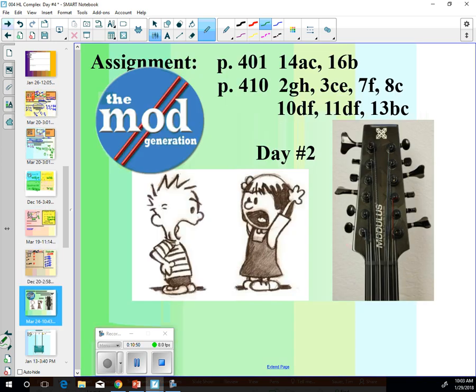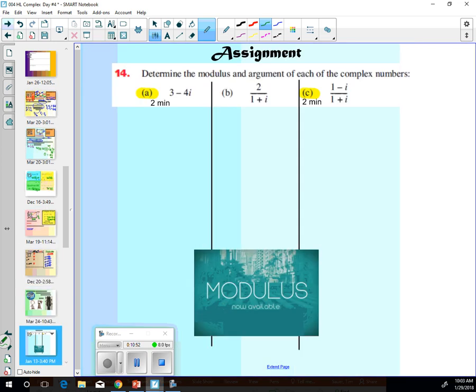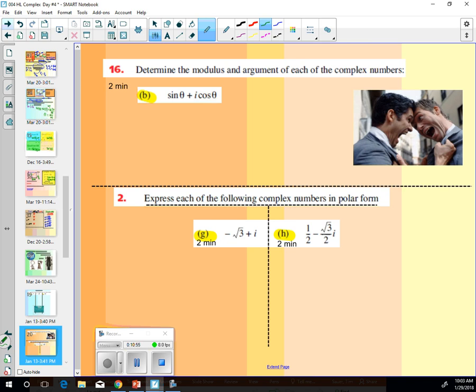Here's what I'd like you to do for tomorrow. Do 14 and 16, just those first 2 slides. That's it. And then you have your benchmark.